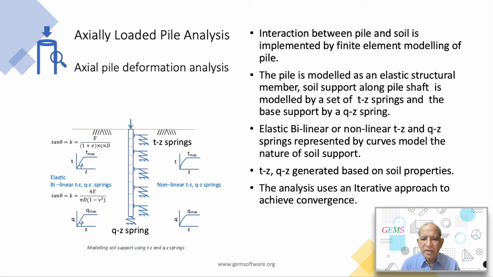Axial pile deformation analysis. The pile is modeled as a structural member supported on the sides by the soil, represented by a series of vertical springs, and at the base by a vertical spring. The side springs enable load transfer along the shaft, and the base spring at the pile tip. For all the layers, the strengths of these springs are obtained from the pile capacity analysis in the form of unit shaft friction and unit base resistance.